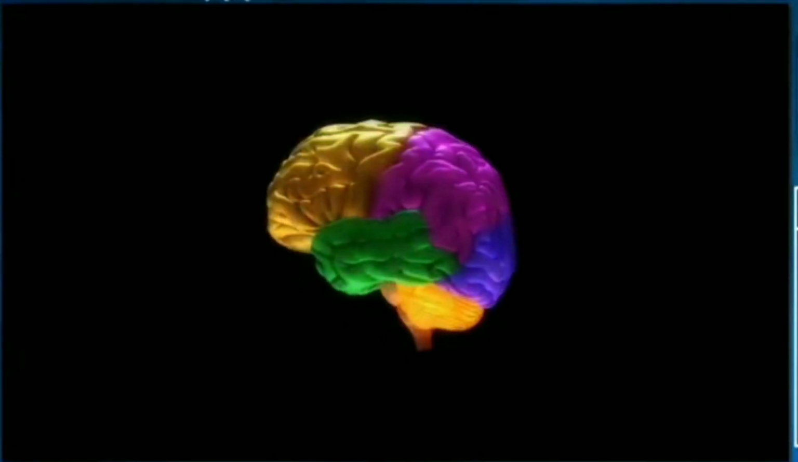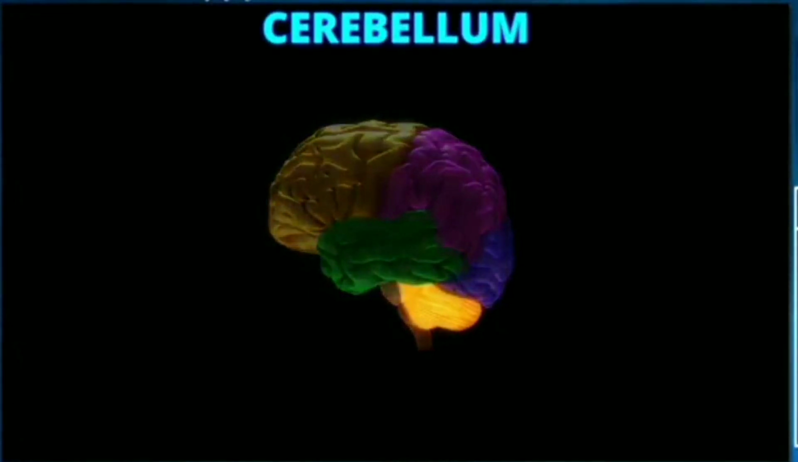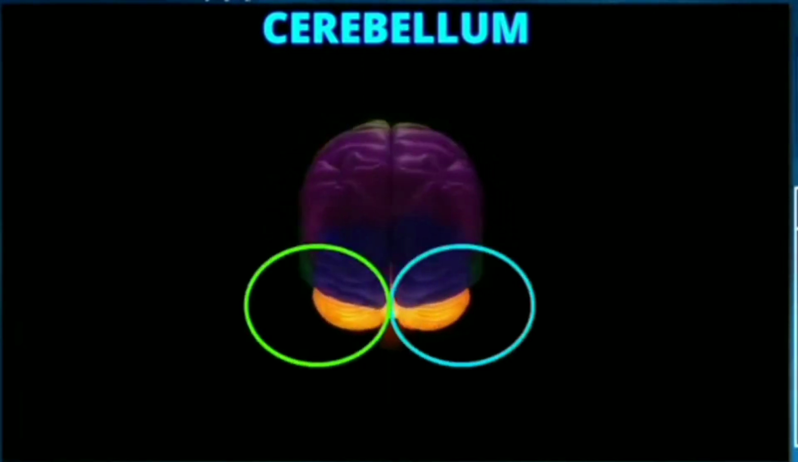The small bulge at the back of your brain that you see is called as the cerebellum. Just like the cerebrum, this cerebellum is also divided into 2 halves. It's called as the small brain.